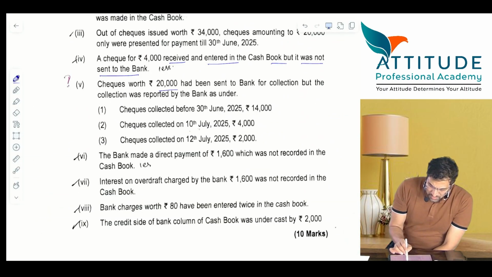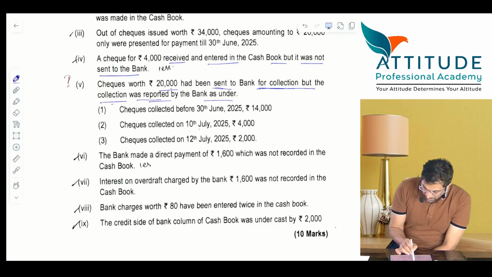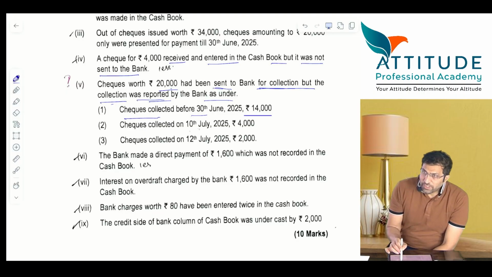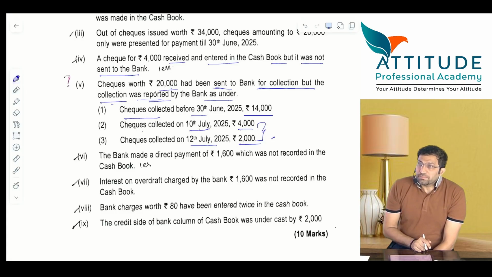Checks worth rupees 20,000 had been sent to bank for collection. But the collection was reported by the banker as under. Means what? Checks worth rupees 20,000 had been sent to bank for collection and reported by the banker as under. Checks collected before 30th, 14th, 14,000 out of 20,000. Then checks collected on 10th July, checks collected on 12th July. Total 6,000 is not collected in the month of what? July.